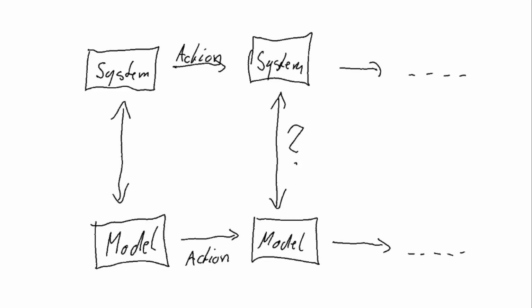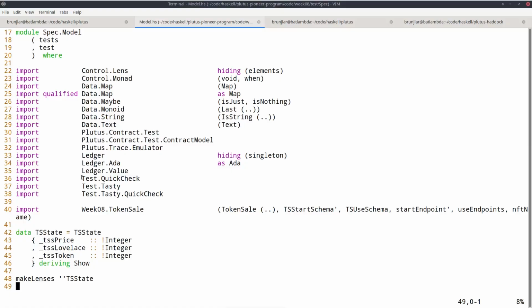So in order to test the Plutus contract, we have to come up with a model and define our expectations, how the various endpoints, for example, would change the model, and provide a link between the model and the real system. Or actually, it's not the real blockchain, it's the emulator, but in a sense that is like a real system. And then apply this QuickCheck machinery. So that's what we will look at next for the example of our token sale contract. The code for this is in module Spec.Model.